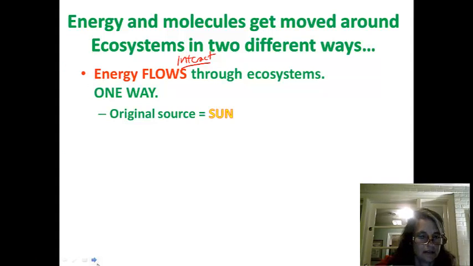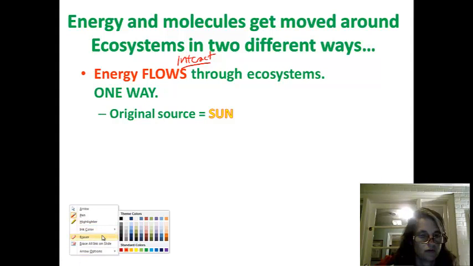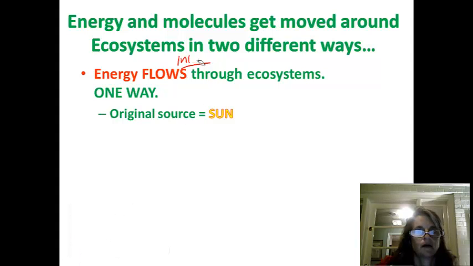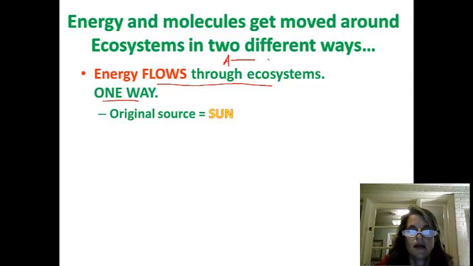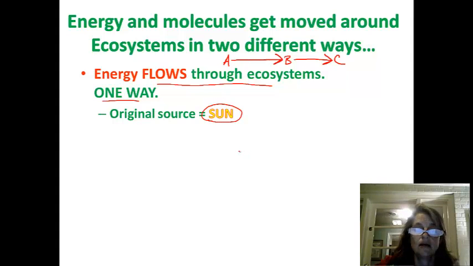Energy flows through an ecosystem one way, from point A to point B to point C, but it's never going to go back to A again. The original source that would be at point A, perhaps, is the sun, and that energy is caught by certain living organisms that have the ability to do that, and then that energy is passed from one organism to the next.